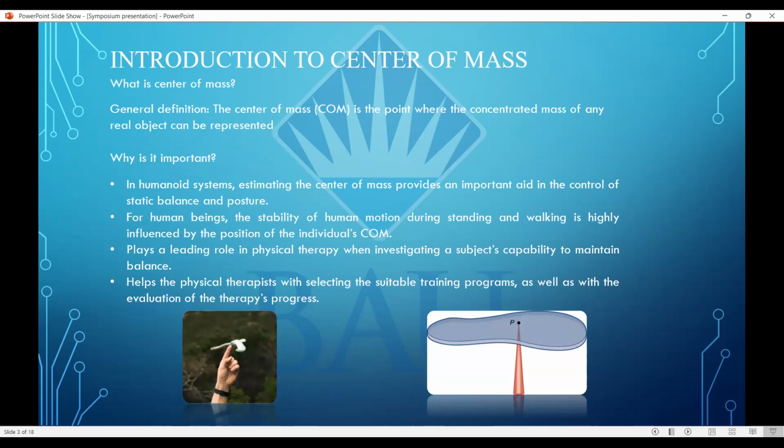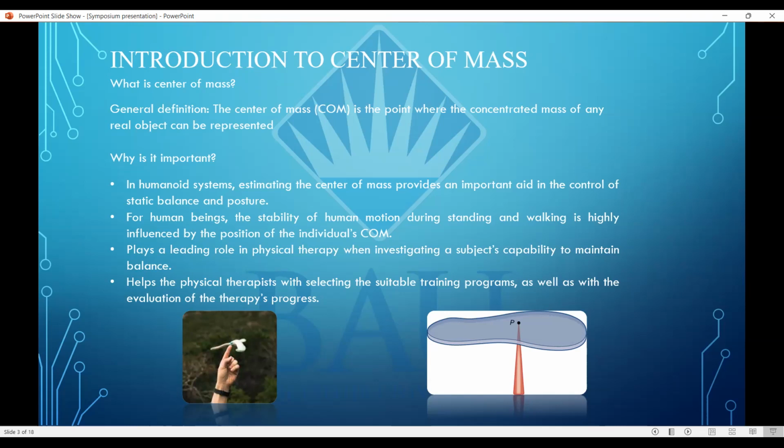In our fields of study, such as mechatronics or biomedical engineering, the center of mass is considered an essential parameter. For example, in humanoid robot systems, estimating the center of mass provides an important aid in the control of static balance and posture, as well as for human beings. The stability of human motion during standing and walking is highly influenced by the position of the individual's center of mass.